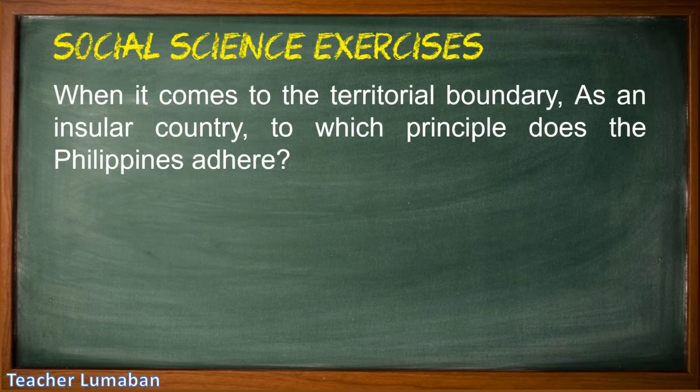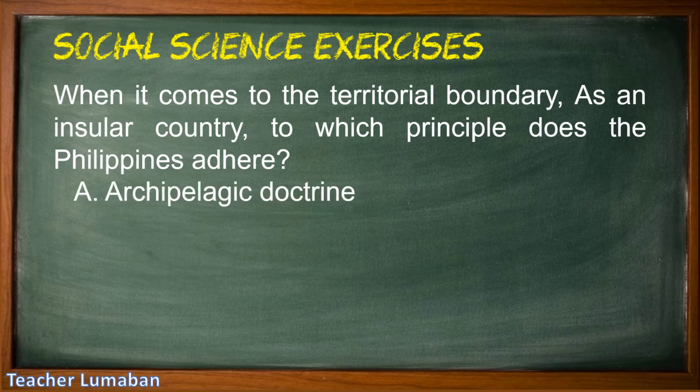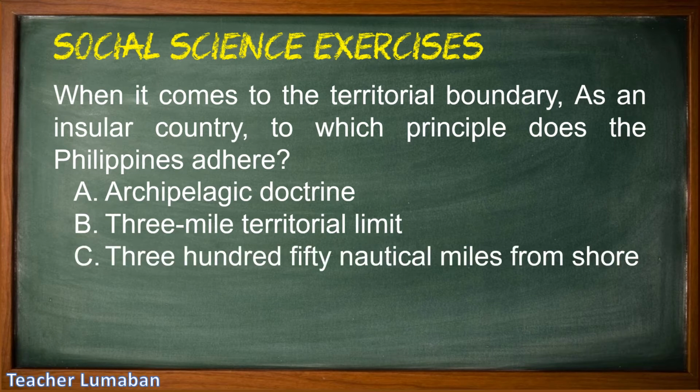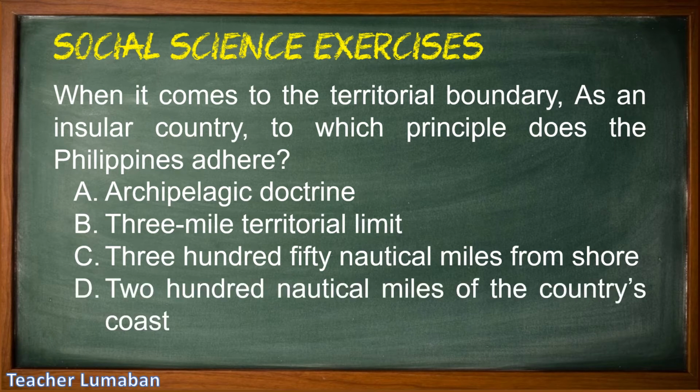When it comes to the territorial boundary, as an insular country, to which principle does the Philippines adhere? Letter A, Archipelagic Doctrine. Letter B, 3-mile territorial limit. Letter C, 350 nautical miles from shore. Letter D, 200 nautical miles of the country's coast.